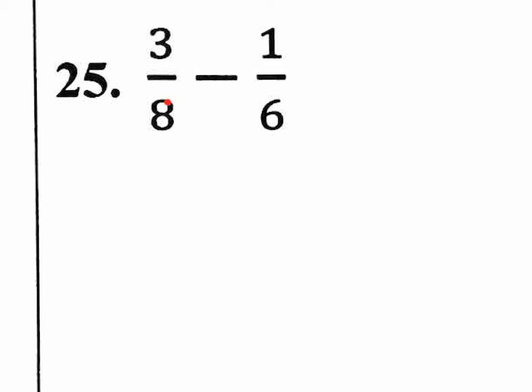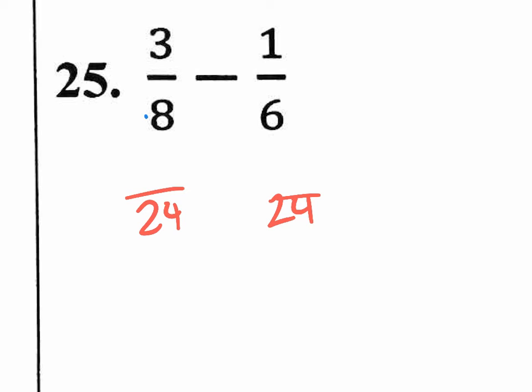Could you change 6 to become 8? No. All right, so take the bigger denominator, multiply it by 2. What do we get? 16. Could I change 6 to become 16? No. So multiply it by 3. What's 8 times 3? Could I change 6 to become 24? Yes. So 24 is your LCD, lowest common denominator.